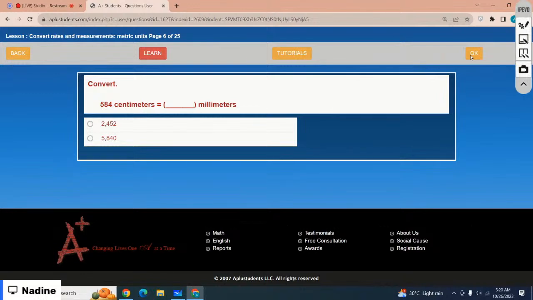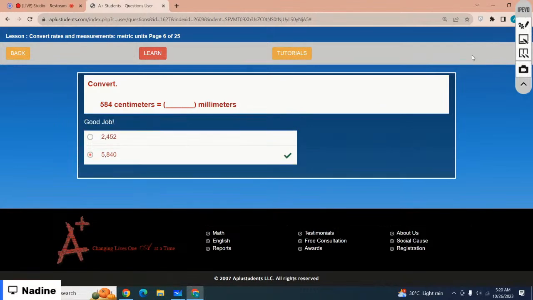558 centimeters equal how many millimeters? In 1 centimeter you have 10 millimeters, right? So 558 centimeters equal 5580 millimeters.